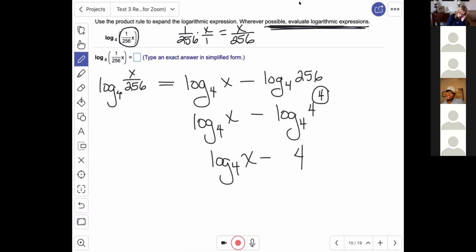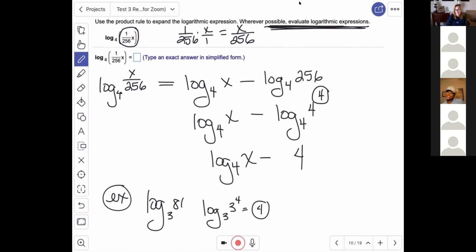Anyway, just another little example. If you ended up having, I don't know, log base 3 of 81, something like that, you just ask yourself, can I rewrite 81 in terms of 3? You can. 81 is 9 times 9. So that is 3 times 3 times 3 times 3. And since the 3's are the same, this equals 4. It's just kind of that little shortcut method.